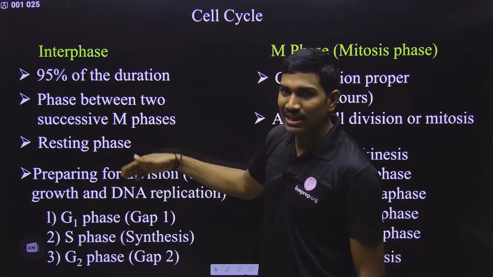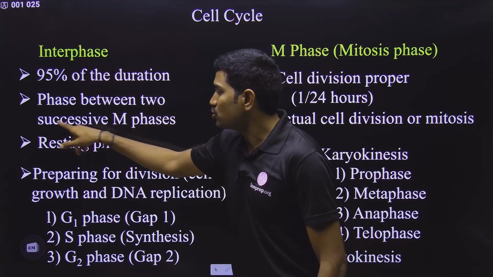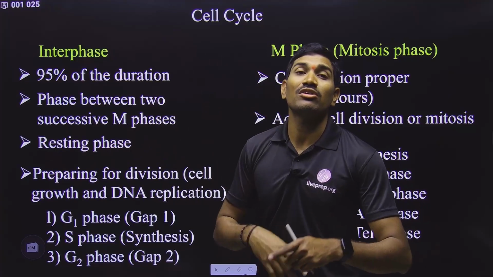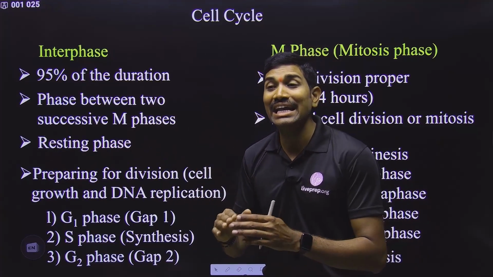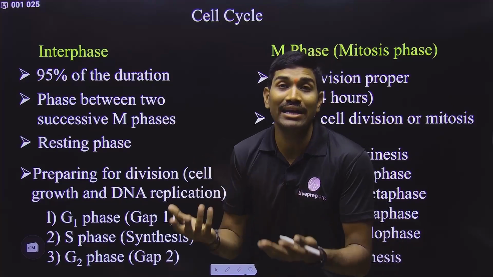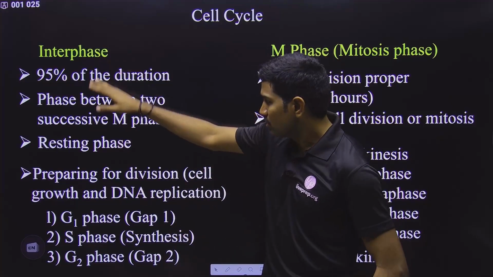So the cell is metabolically active in interphase, but why is it called the resting phase? Because it is not dividing. That's why even in the G0 phase we say inactive, because it is not dividing. Please understand these sentences. This is what the relation is.